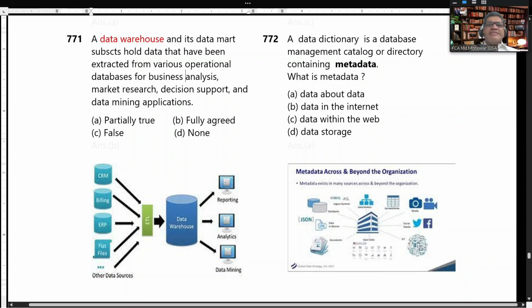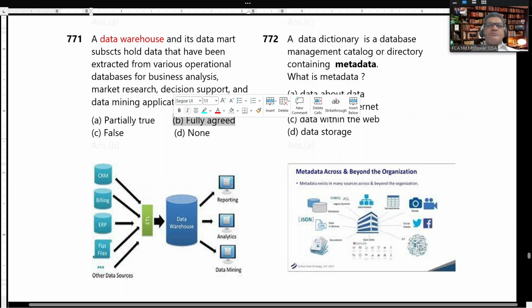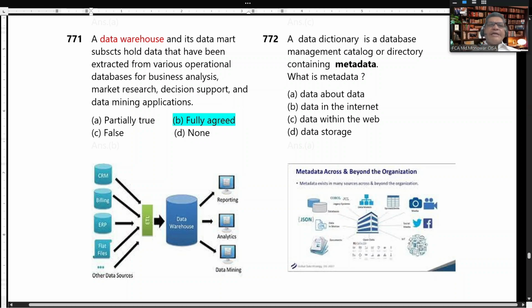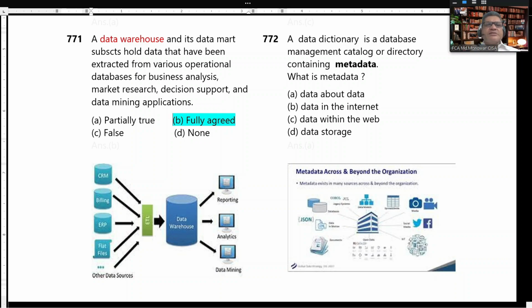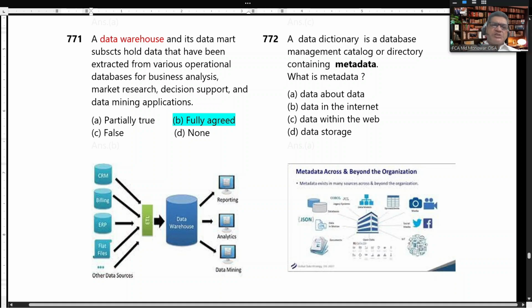771, a data warehouse and its data mart suggests whole data that have been extracted from various operational database for business analysis, market research, decision support, and data mining application. Answer fully agreed. Answer B. A data warehouse and its data mart suggests whole data that have been extracted from various operational database for business analysis, market research, decision support, and data mining application.